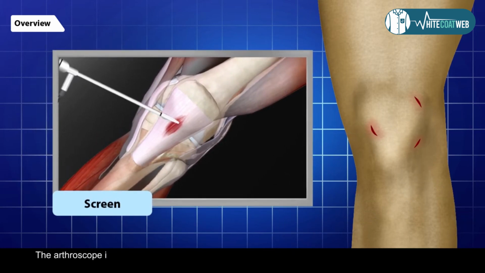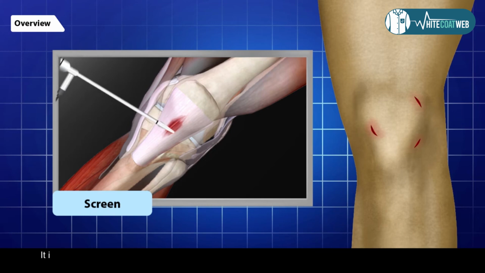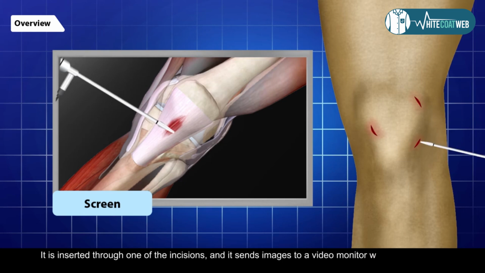The arthroscope is a pencil-sized instrument with a tiny video camera used to observe the injured area. It is inserted through one of the incisions, and it sends images to a video monitor where the surgeon can take a better look and make a diagnosis.